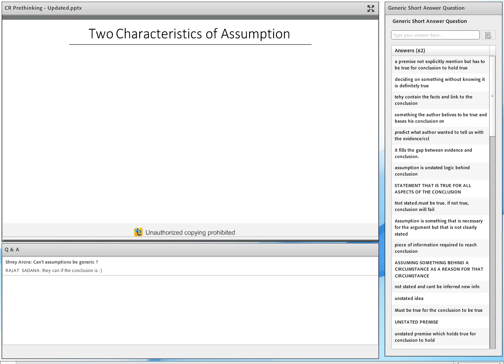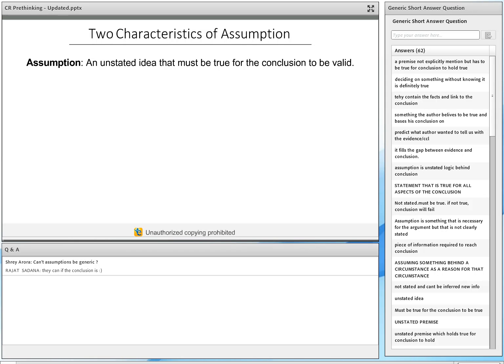As you can see, a lot of you have put in the answers, and a lot of you have focused on something called an unstated premise. Some of you talked about the must-be-true aspect of an assumption, and others went further to link that must-be-true aspect to the conclusion. Really, the definition includes all of this. What is an assumption? An assumption is an unstated idea that must be true for the conclusion to be valid.